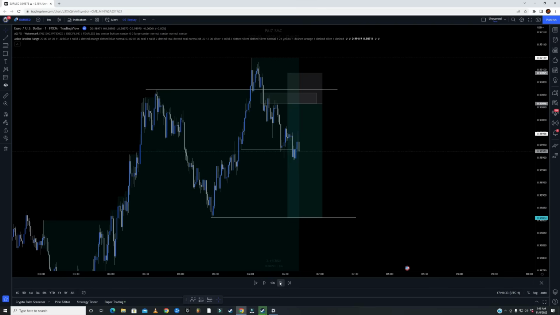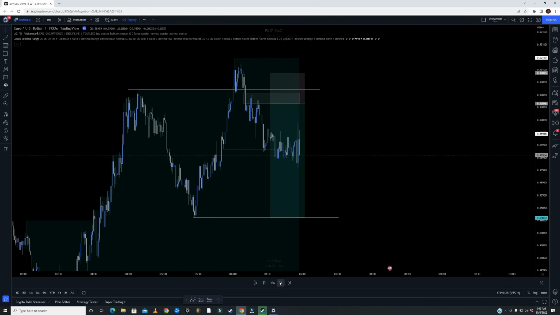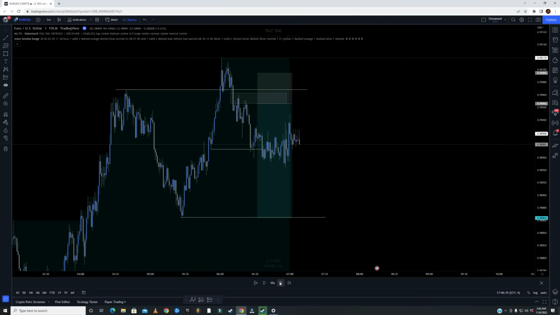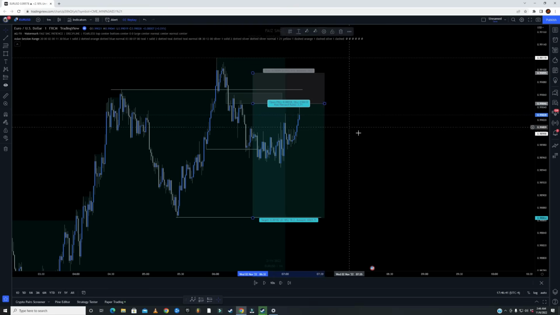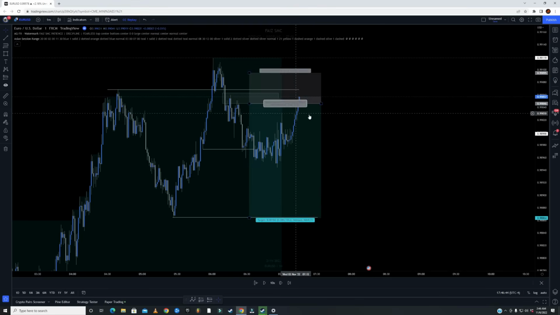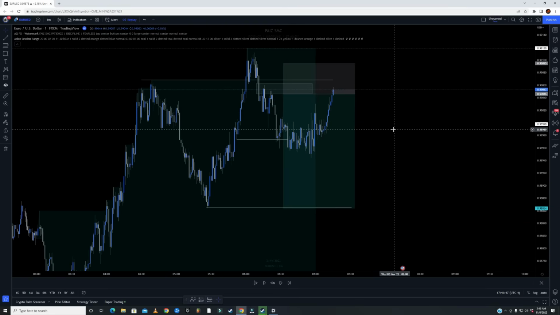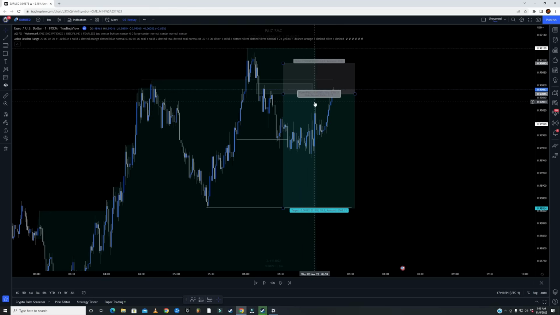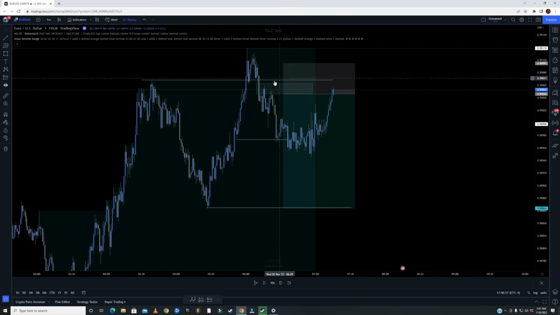So let's see. Do we get our entry? So now we are in the trade. One more thing to note is if price goes below your take profit level without entry. Let's suppose you did not get your entry, and then price goes and takes out this level, which is your take profit level, then the whole setup becomes invalid. So make sure you are careful of that.